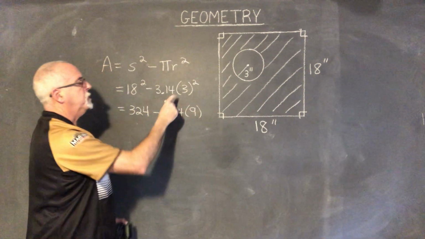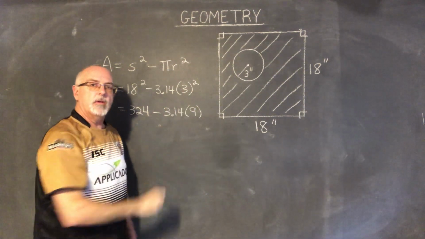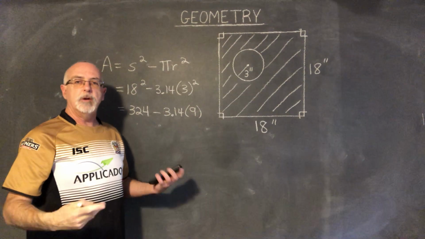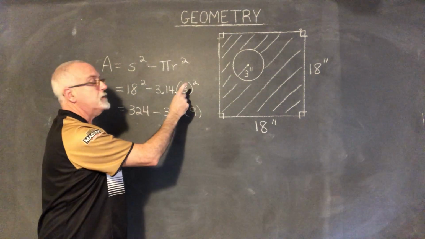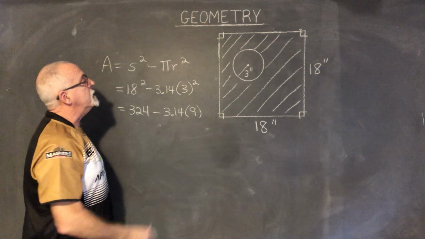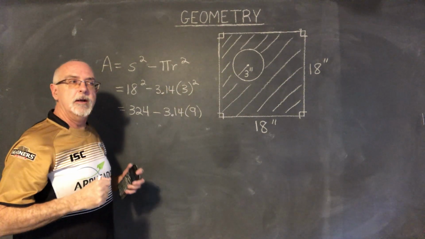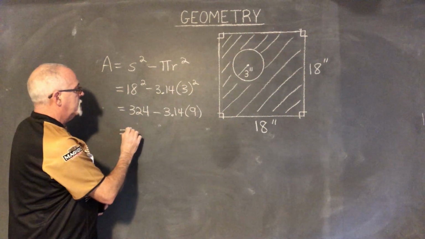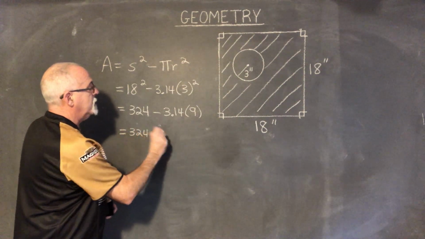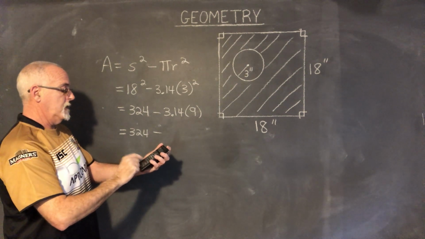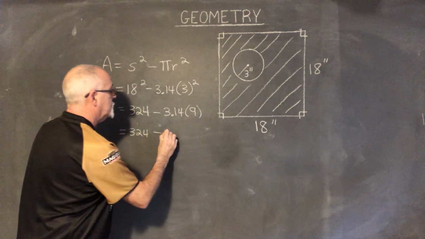Why do I multiply the 3 by the other 3 first and not multiply the 3.14 by the 3? Because I want to follow the order of operations. The 3 is being squared. It is an exponent. An exponent is supposed to happen before multiplying, so I like to do that. I like to diligently follow the order of operations. So we have 324 minus 3.14 times 9. 3.14 times 9 equals 28.26.